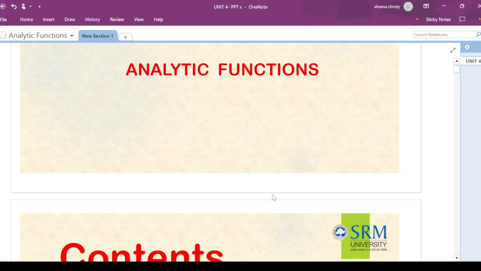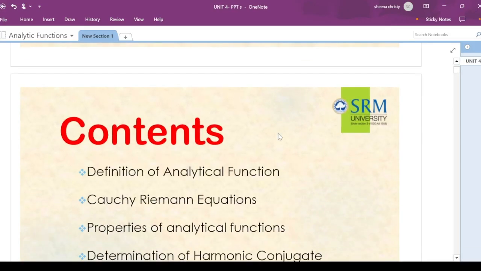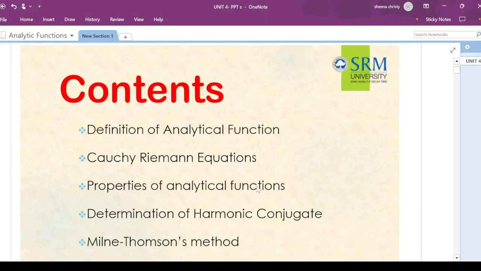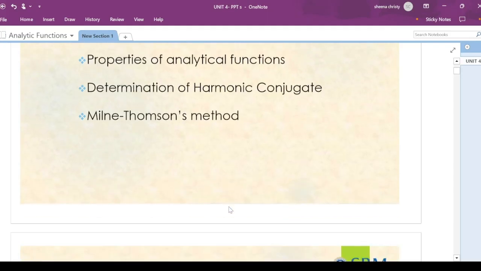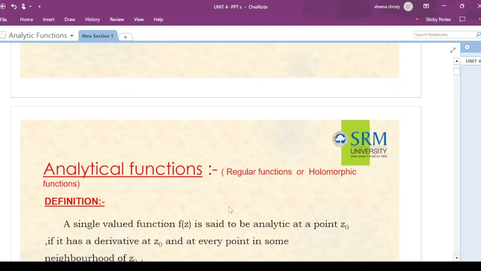In this video, we are going to learn about analytic functions. The topics we are having in this analytic functions are definition of analytic function, Cauchy-Riemann equations, properties of analytic functions, determination of harmonic conjugate, Milne-Thomson method. What do you mean by analytic function?